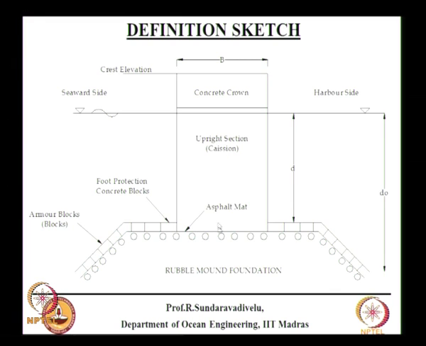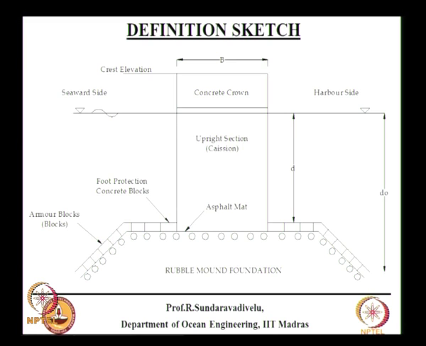Due to the weight of the caisson, there is a weight here, and due to waves there is a horizontal force. So the base friction, mu into V, should be greater than the horizontal force due to the waves. That is the concept for the design.